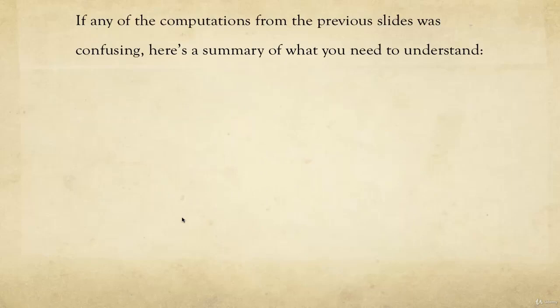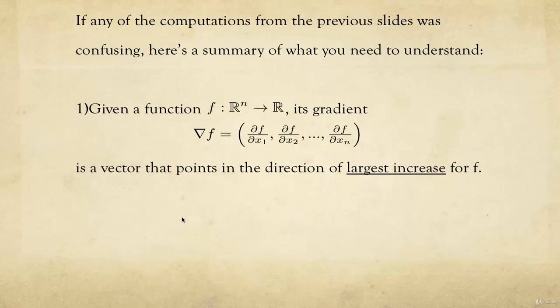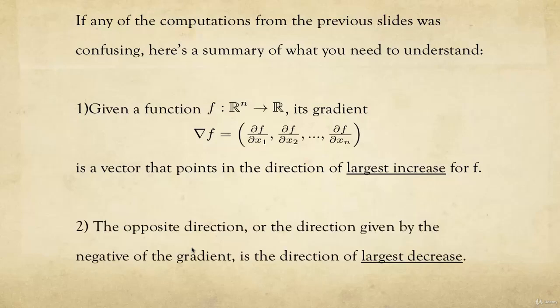Okay, if any of that material was confusing, all you need is just an intuition for the gradient, which is simply this. Given a function f, the gradient is a vector that points in the direction of biggest increase, and the opposite direction, the negative of the gradient, is the direction of largest decrease. If you understand that, then the algorithm is going to make sense.